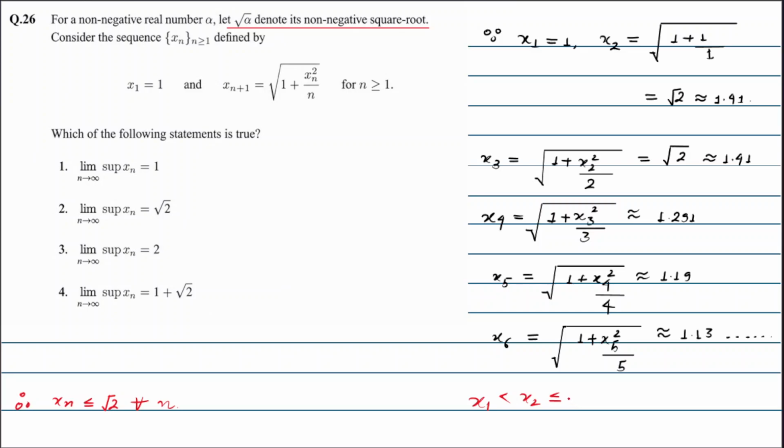Okay, so from here we can notice the pattern that x1 is less than x2, which is less than or equal to x3, and x3 is strictly greater than x4. x4 is strictly greater than x5, and x5 is strictly less than x6, and so on. This means that this sequence is eventually decreasing. So I can write in general that xn is less than or equal to root 2.